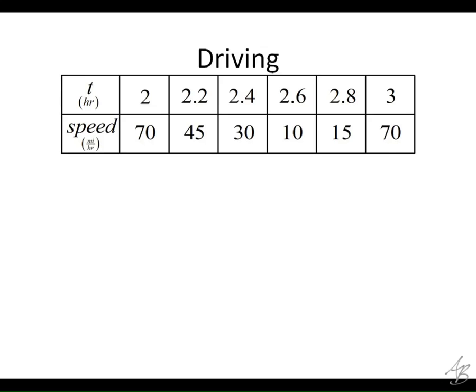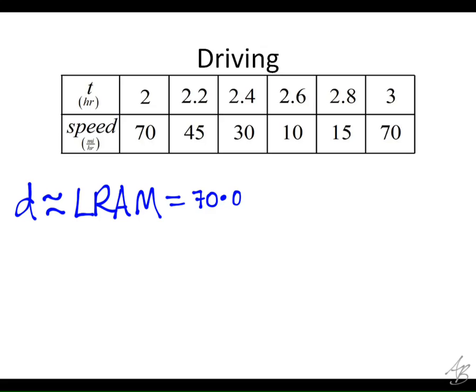So if we were going to do a left rectangular approximation method to find the distance traveled, we might say d is approximately equal to the LRAM. You always want to make sure that you indicate which one you're using. And so using the left rectangles, we're going to take, as Ben said, our speed, which was 70, times the time that we traveled for that speed, and the assumption is that we traveled it for those 2/10 of an hour. So it's going to be 70 times 2/10 of an hour. That's going to tell us how far we traveled during those first 12 minutes.